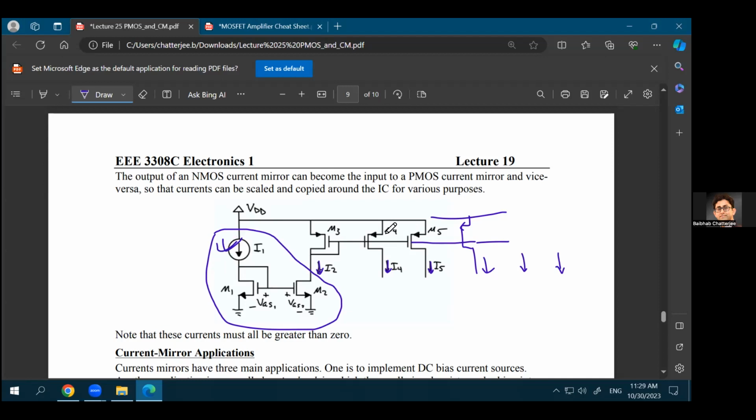That depends on the ratio of the M4, M3, and M5 transistors. The ratio of M1 and M2 transistors will determine the ratio of I1 and I2. Let's say they are equal, so I1 is equal to I2. But let's say the ratio of M3, M4, and M5 is 1, 2, and 4, a binary weighted ratio. Now you have a binary weighted current I2, I4, and I5. So current I4 will be 2 times that of I2, current I5 will be 4 times that of I2, and so on. You can create any different ratios depending on the ratio of the transistors.